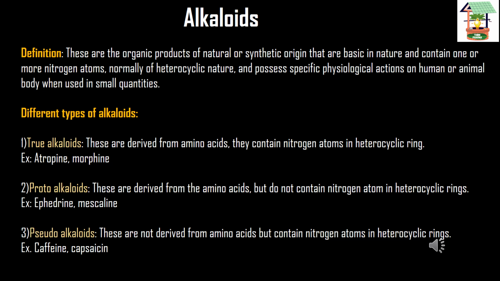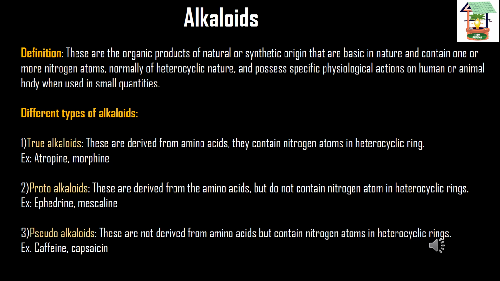Moving on to the different types of alkaloids. There are three types of alkaloids, and the first one is true alkaloids. These are alkaloids which are derived from amino acids, and they contain nitrogen atoms in their heterocyclic ring. Already we have discussed this in the definition, right? The ring system containing N atoms is called a heterocyclic ring. Examples are atropine and morphine.